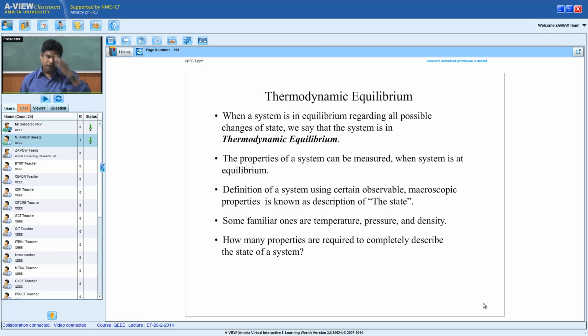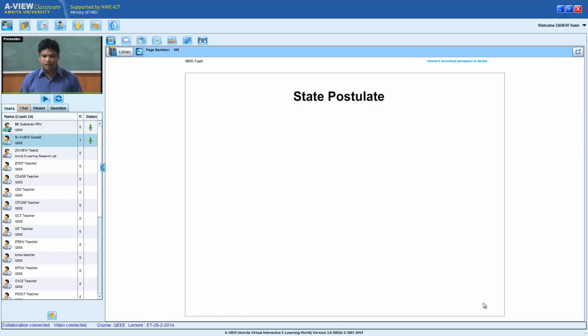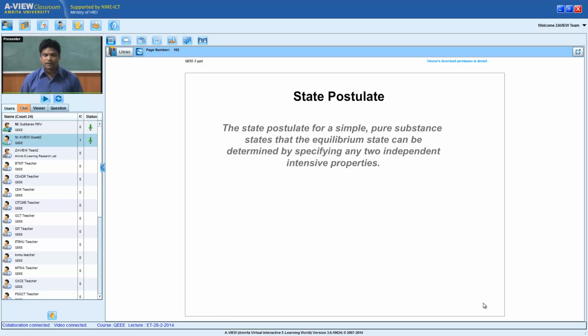So this is where the important thing is. Suppose I say I have completely defined the state of a system, how many properties are required? I explained this last class as the state postulate. I am reminding you: what does the state postulate say? Suppose the system I am studying is simple, meaning no viscous effects, no magnetic effects, no electrical effects, etc., and it contains a pure substance, then you need to know only two properties. The moment you fix two properties, the system is completely defined. Any other property can be calculated using these two. You don't have to measure everything most of the time.